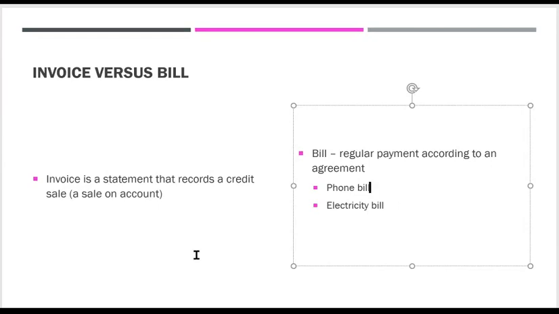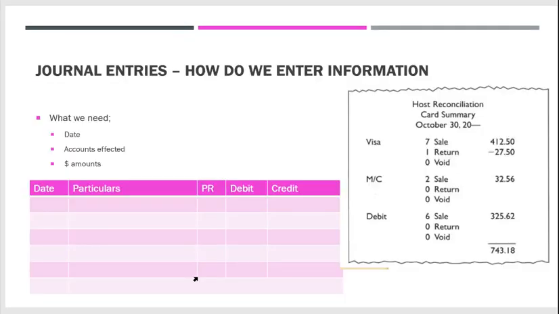Hope that helps. So how do we take a source document and make a journal entry out of it? So we need to look for three things on the document. One, we need the date, the accounts affected, and the dollar amount. So in this case, October 30th. And the first part is cash. Debit sales are the same thing as going into our bank account. They are cash sales.